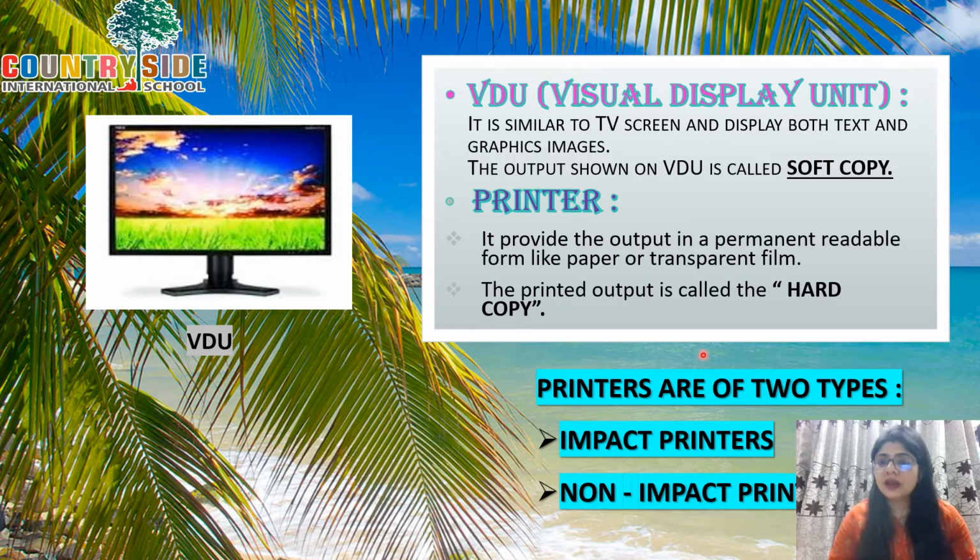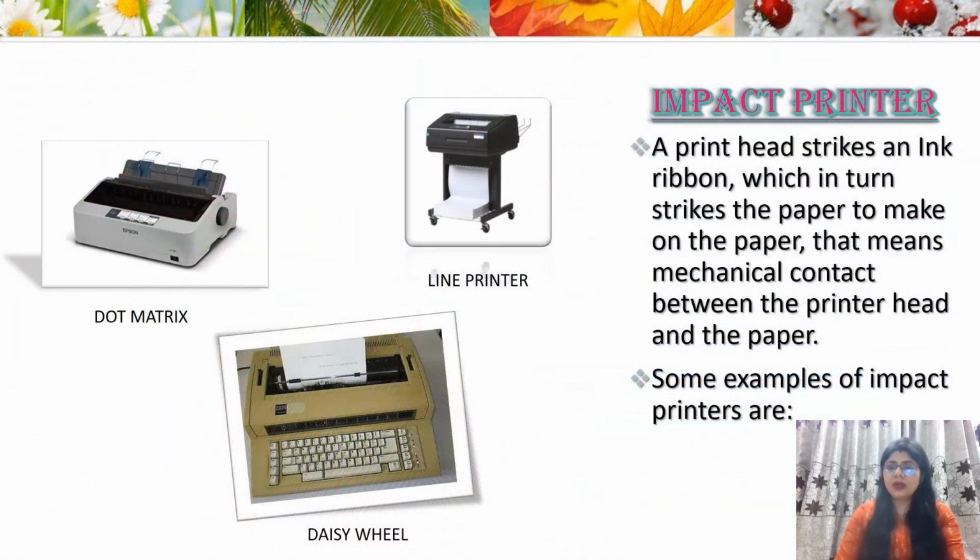Now printers are of two types. They are impact printers and non-impact printers. We are going to learn about them. What are impact printers? As is clear from the name itself, impact means something that is putting an impact on it. A print head strikes an ink ribbon, which in turn strikes the paper to make marks on the paper. That means there is mechanical contact between the print head and the paper.